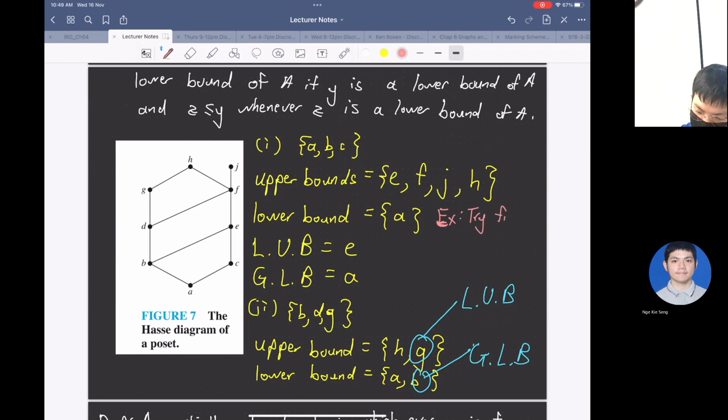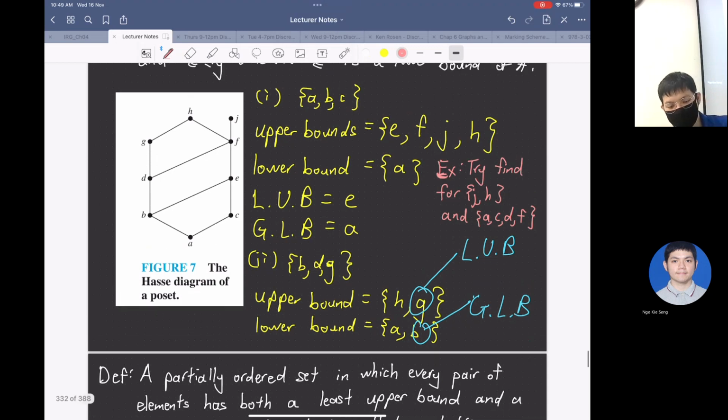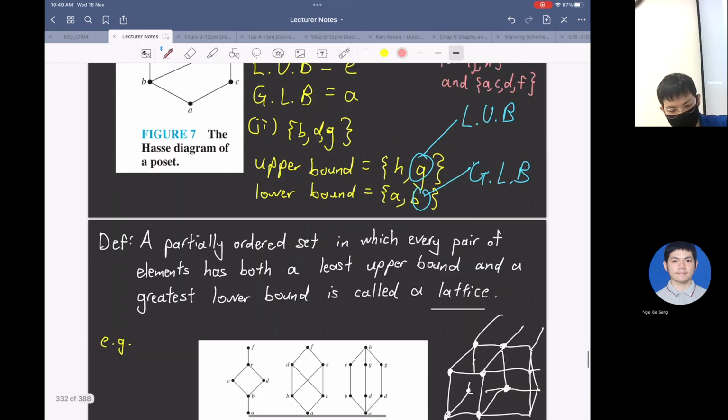Try to find it for the set JH and ACDF. Okay, you can go and try ACDF and JH. Okay. So after we learn all these, finding upper bounds and lower bounds, we can define a thing called lattice.